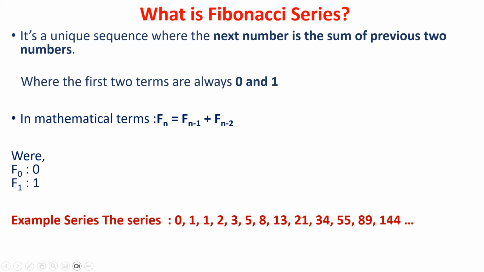An example of the series is given below. The first number is 0, the next number is 1. The third one is 0 plus 1, which is 1. 1 plus 1 is 2, 2 plus 1 is 3, 3 plus 2 is 5, 5 plus 3 is 8, and the sequence will go like this.